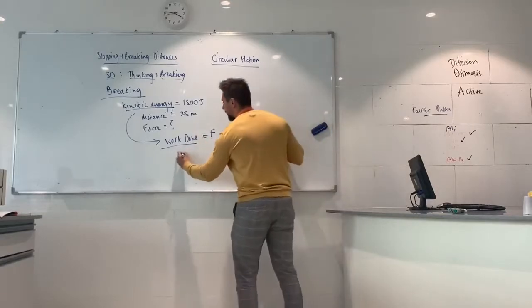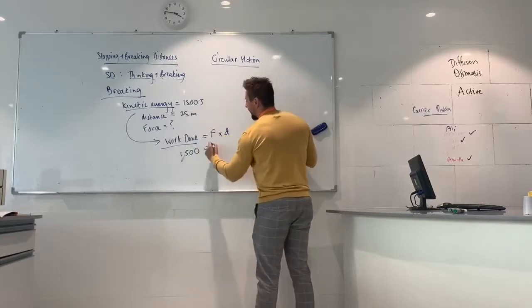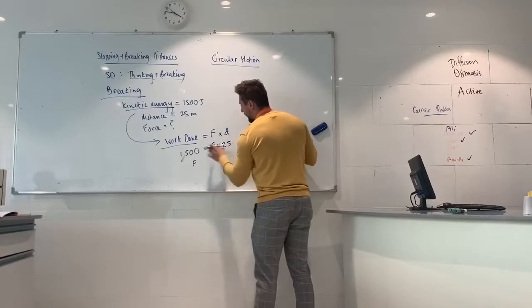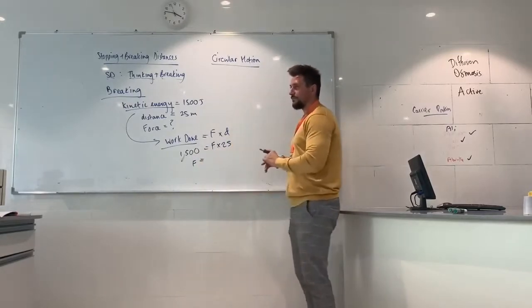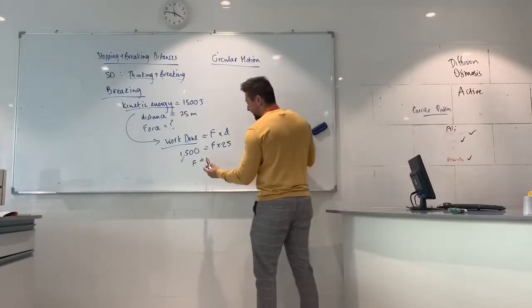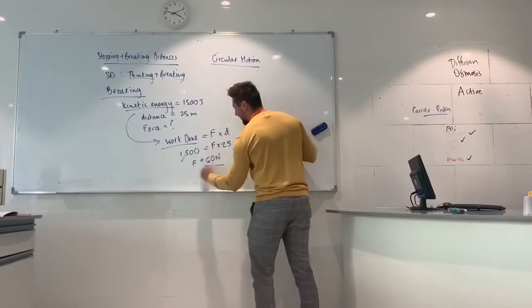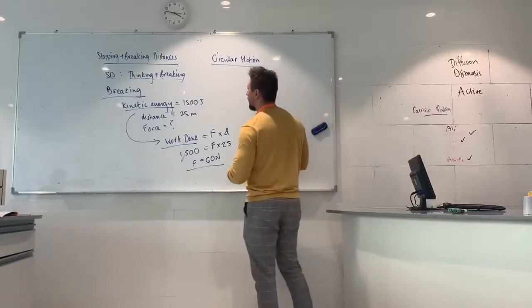So I have my work done, which is 1500. I know my distance is 25, so F is what I'm looking for. So if I want to find F, 1500 divided by 25 gives me 60. So that's 60 newtons. Okay? Check it, because that might be wrong, I'm pretty sure it's right.